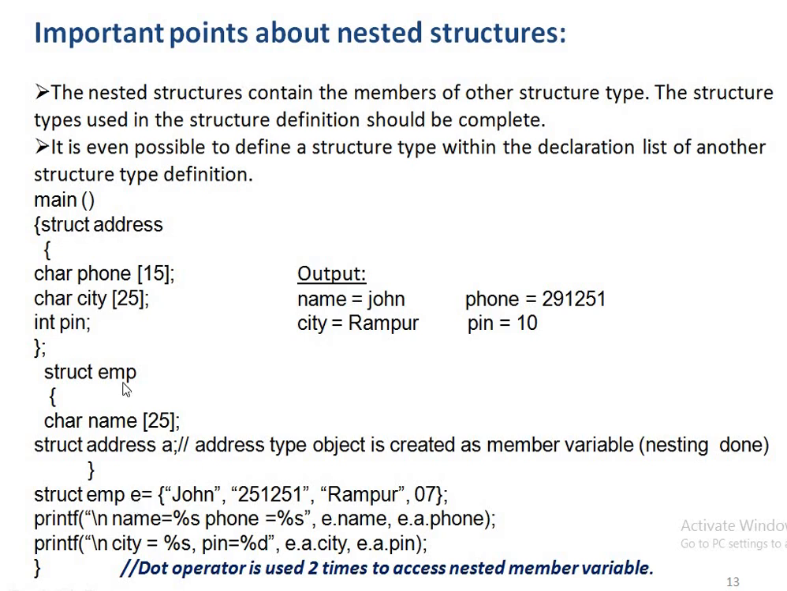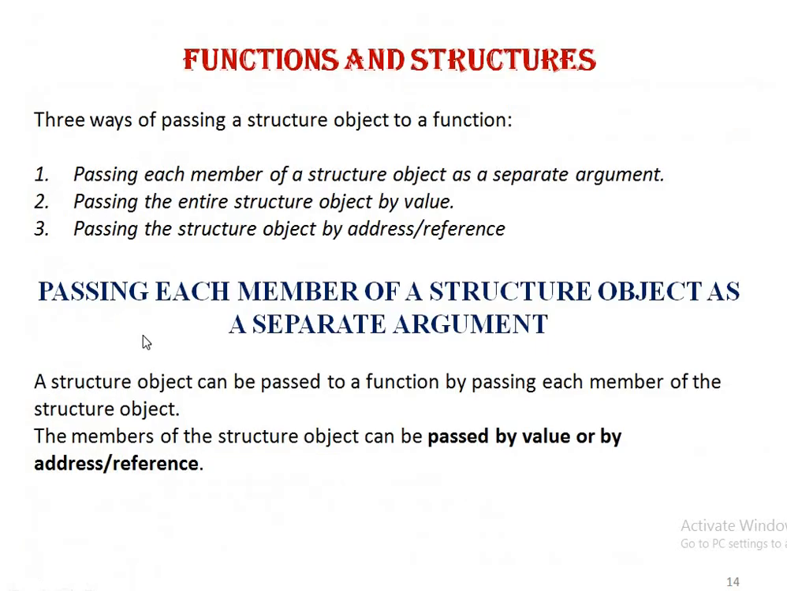So we'll initialize this variable of type structure employee: John, this number, Rampur, and 07. Within this emp, the character name is only its own member variable, and the rest of the three member variables belong to structure address. To access the first, second, and third, we have to use the double dot operator, e.a.city. So e.a will reach this point, and then within a, city will be reached by another dot operator.